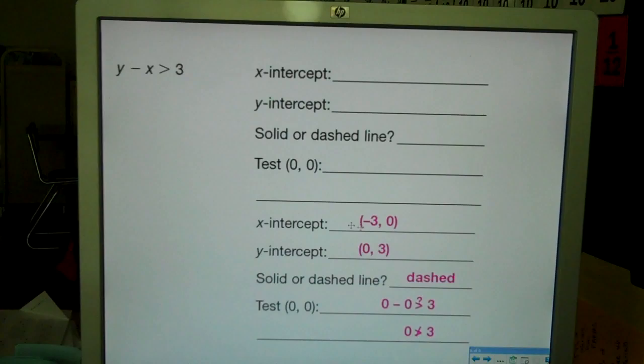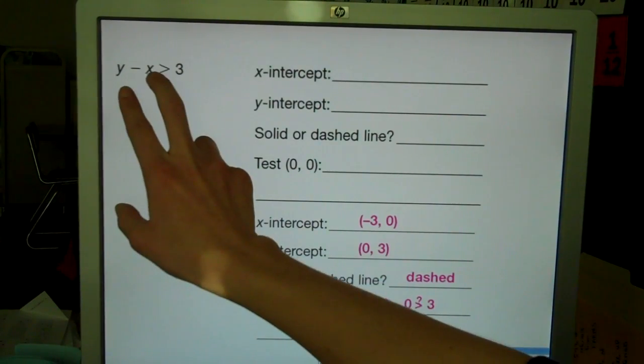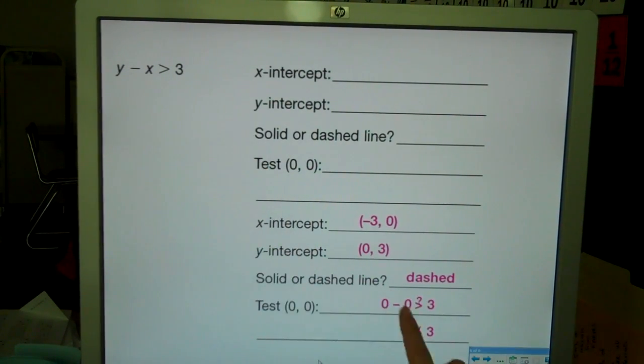And the answer is, our x-intercept was -3. Our y-intercept was 3. It is a dashed line, and we plugged in 0, 0. 0 minus 0, well, that's just 0. And 0 is not bigger than 3. So will 0, 0 be shaded for our new section? No, it will not be.